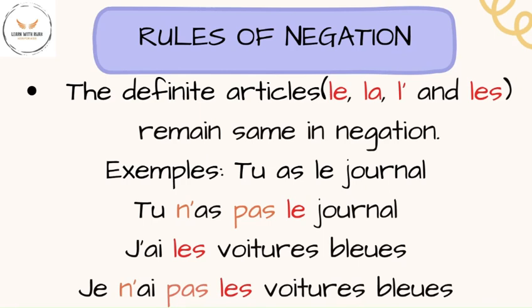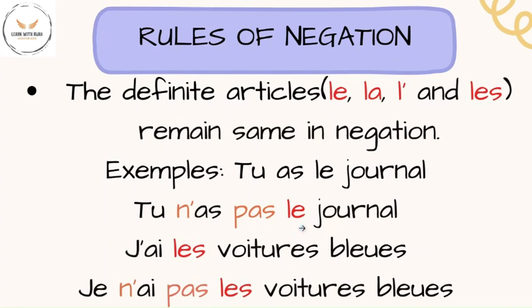The next rule is the definite articles le, la, l' and les remain the same in negation. For example, tu as le journal. You have the newspaper. So the negative of this sentence would become tu n'as pas le journal. You do not have the newspaper. Notice the definite article remains the same.